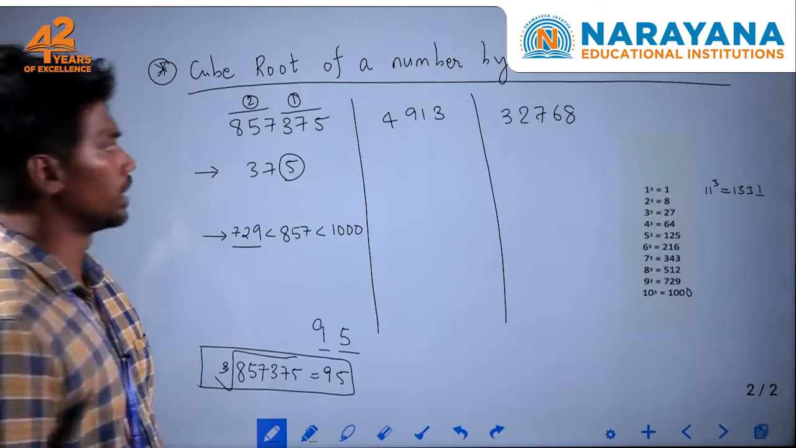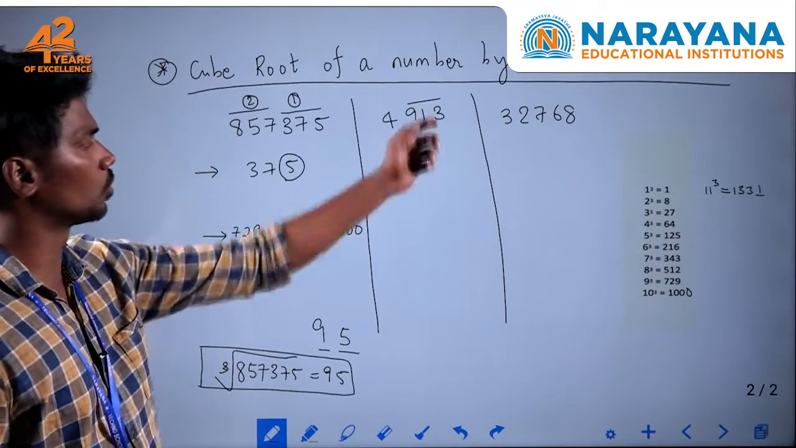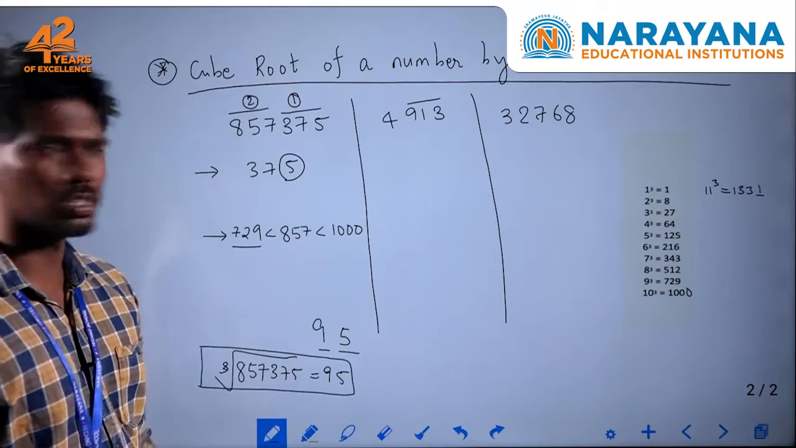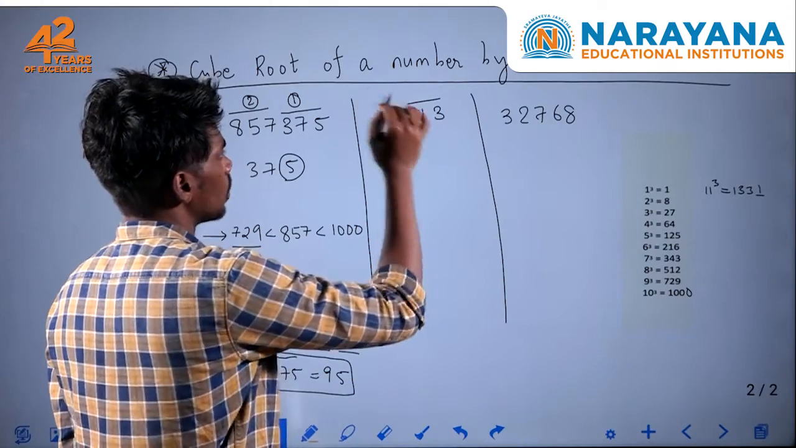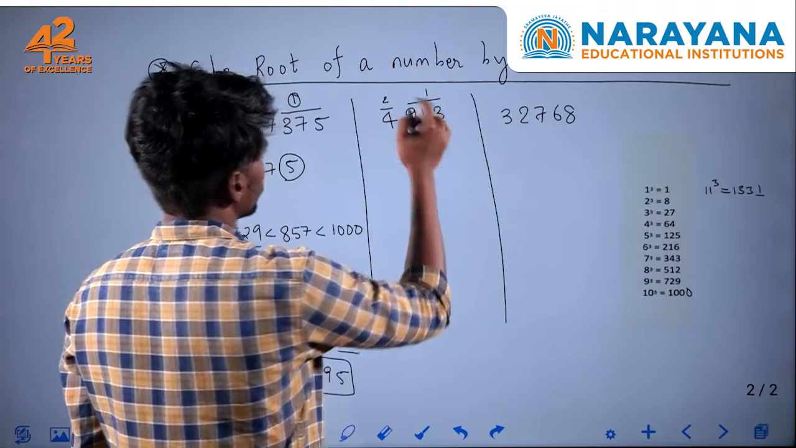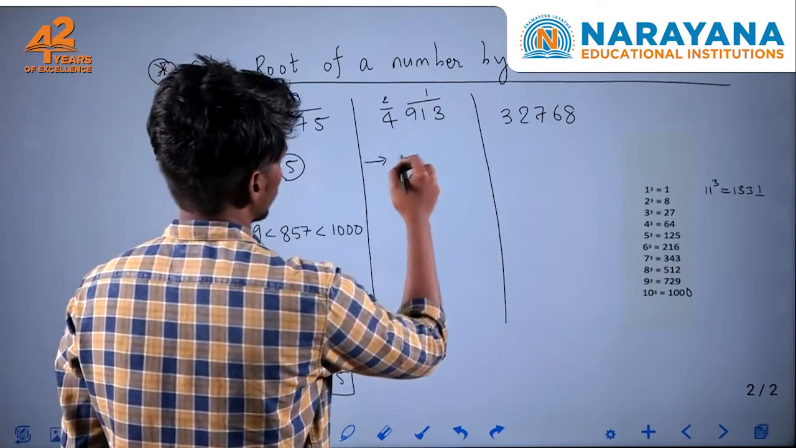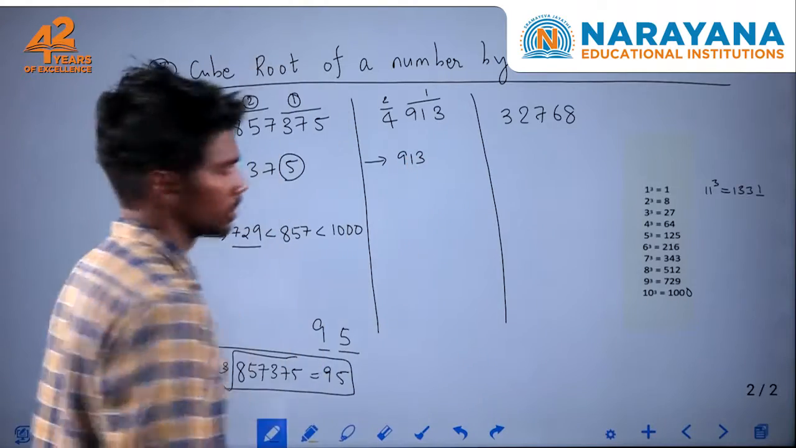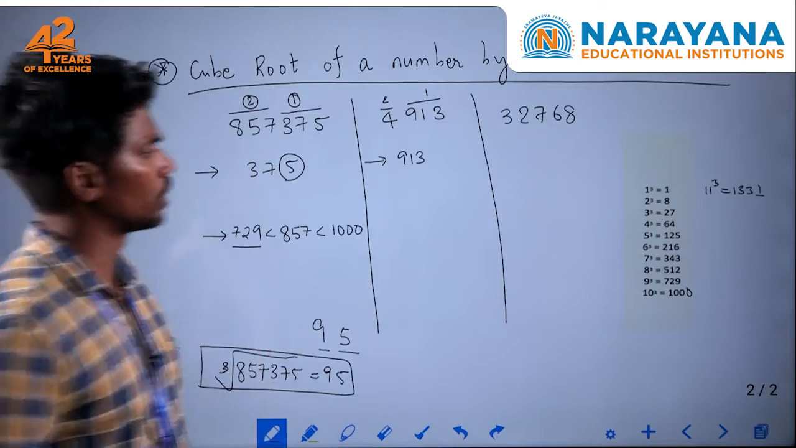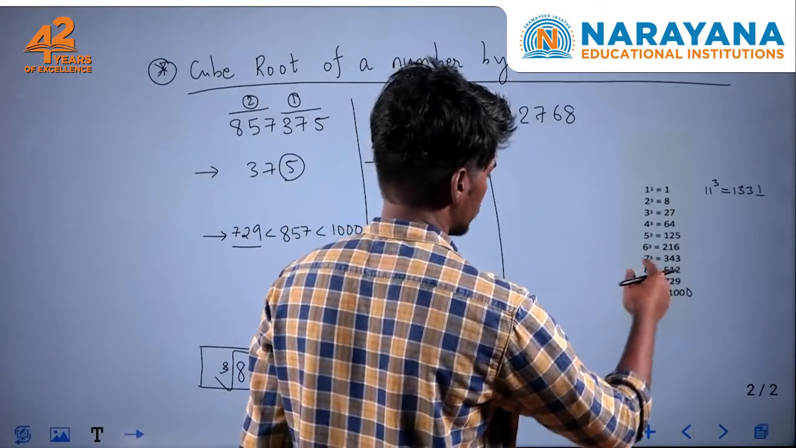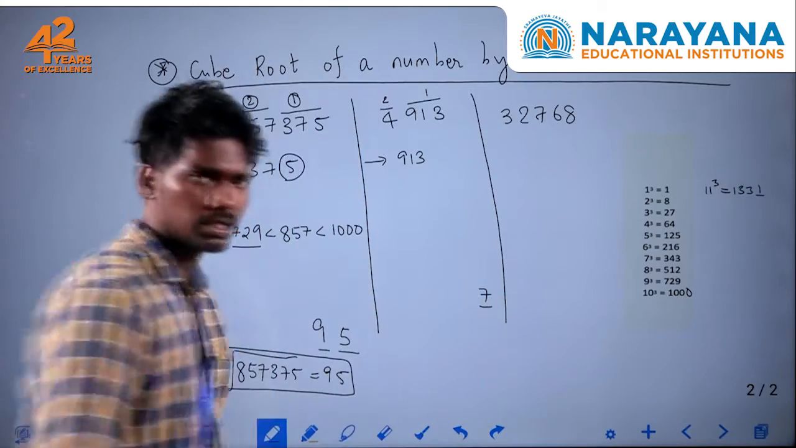Now come to the second example. Again what we will do is we will form groups of 3, starting from the end always. So 913 forms one group. This 4 does not have any group with it, so it will be alone. So you have two groups now. The first one is 913 and the second one is 4. The first group will always give you the digit of the units place of the answer. Now see 913, cube of which number ends with 3? 7. So in your answer also the units place would be 7.